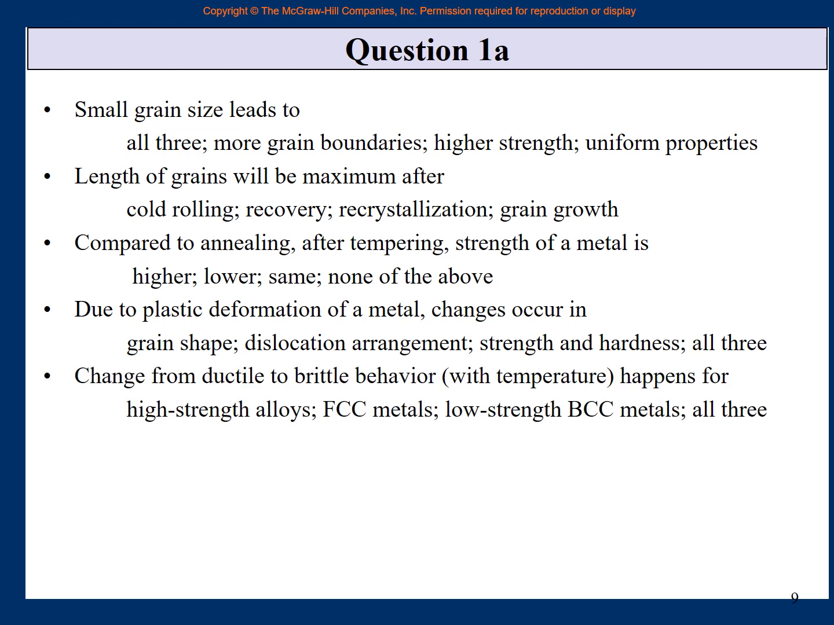Next, change from ductile to brittle behavior with temperature happens for high strength alloys, FCC metals, low strength BCC metals, all three. So definitely not all three, right? But if you remember, we had just one graph where we showed the ductile to brittle transition temperature, and we told you that it is for one of these. So just go back there and have a quick look, whether it is FCC metals or low strength BCC metals, and that is your answer.